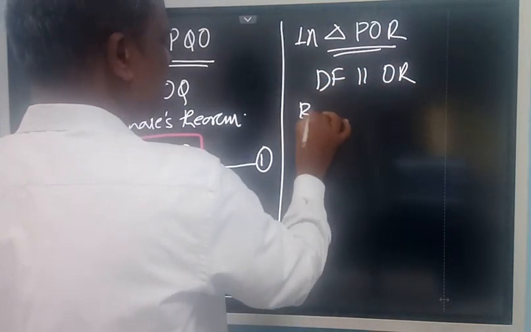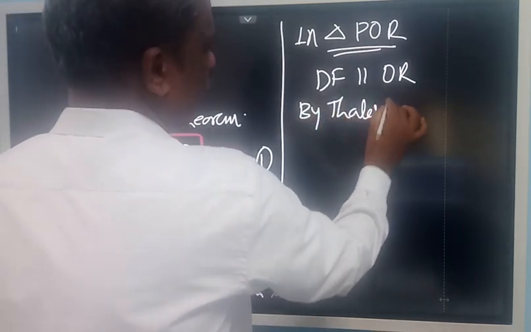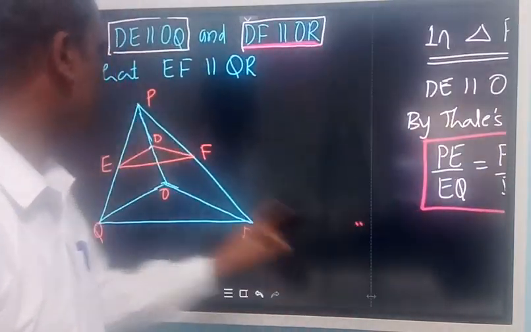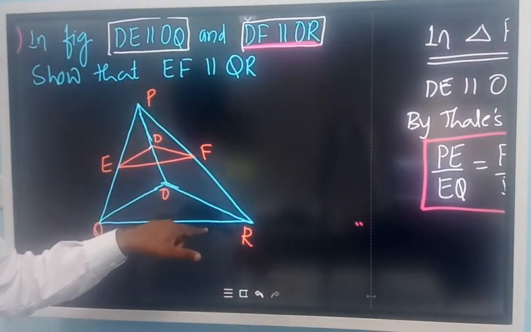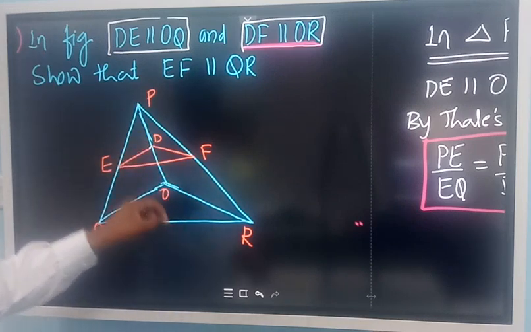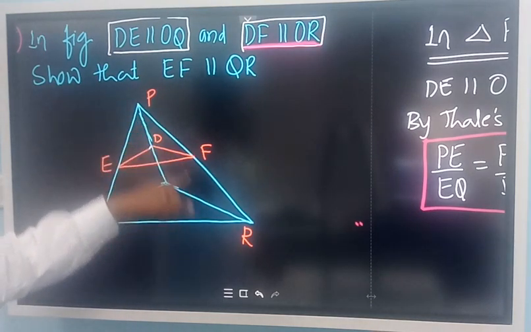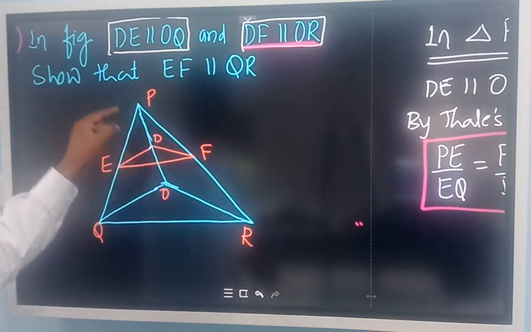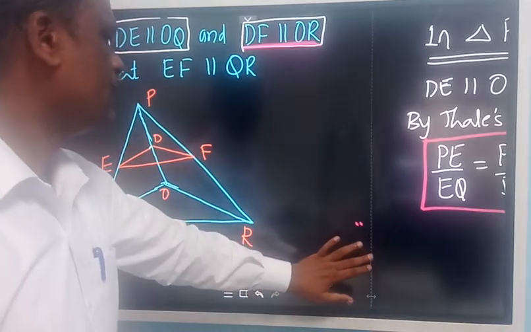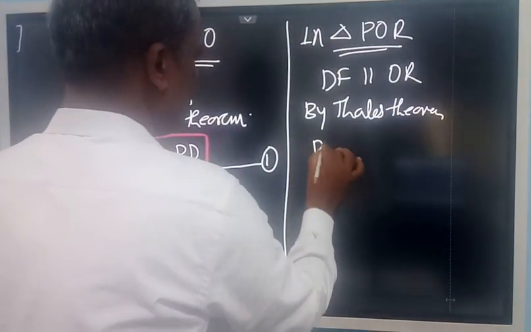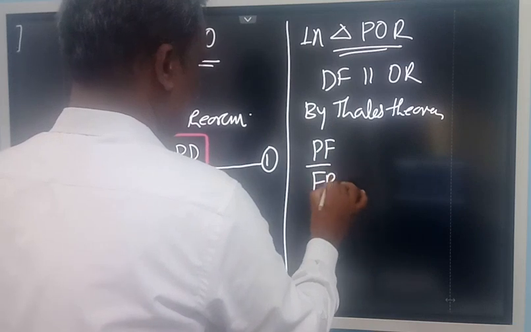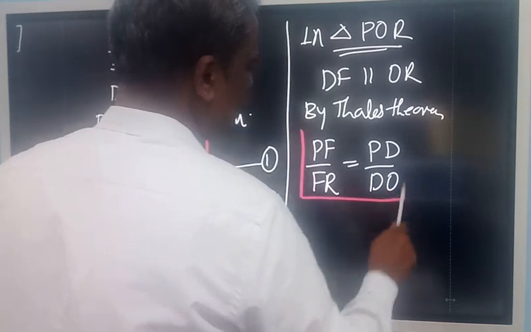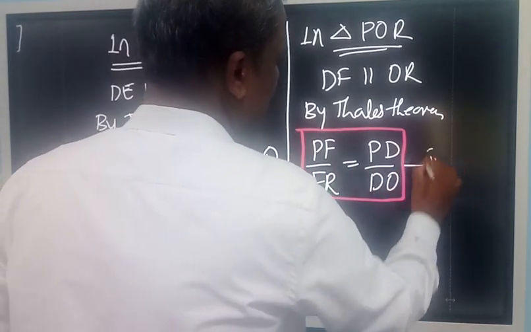So therefore by Thales theorem, again by Thales theorem, what can you write? A line drawn parallel to one side will divide the other two sides in the same ratio. DF is parallel to OR means what can we write now? Look at the diagram. PF by FR will be equal to PD divided by DO. You can call this equation number 2, the second equation.